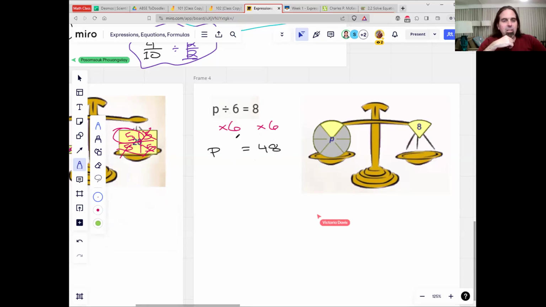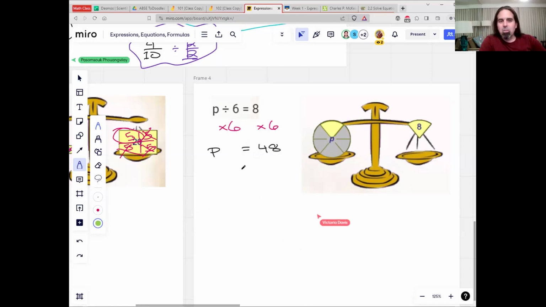Sorry to be all pedantic about that. I could have just said, yes, Pasumsuk was right, it's 48. But I want to be clear, especially while I'm lecturing in the first week, that we're only allowed to do certain things. We have to justify what we do.